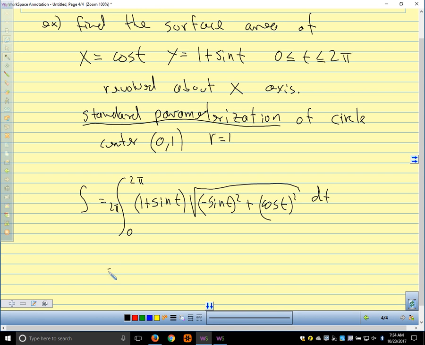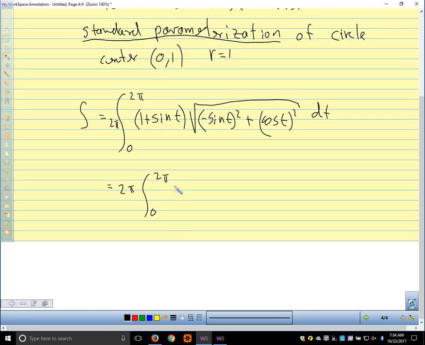So we have 2 pi integral from 0 to 2 pi of 1 plus sine t dt. Easy integral to evaluate. Be careful with your signs, because sines and cosines do have values at 0. It's easy to say, oh, at 0 that's 0, but sine of 0 is 0, while cosine of 0 is not 0. So be careful with the plus and minus signs when you evaluate this.